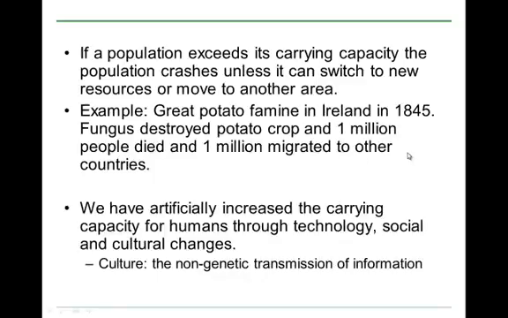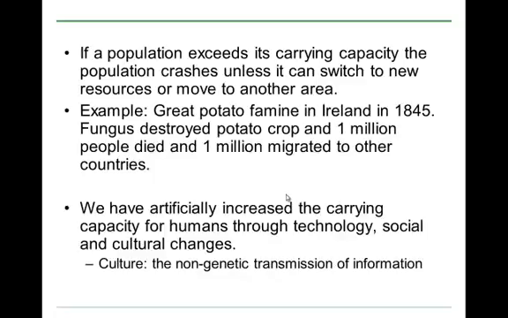When we apply these concepts to humans, we get a slightly different perspective. An important question to ask is, what is the carrying capacity of the earth for human beings? And the answer is, it depends. At what level of resource use do you want to live? We can support a lot more humans if we all just wear a gunny sack and eat a handful of rice each day.